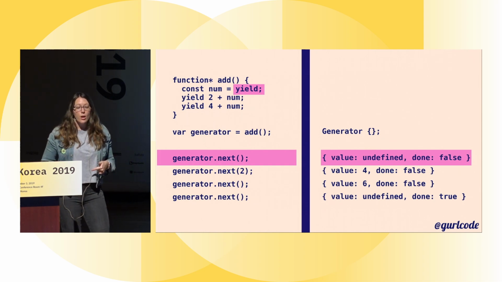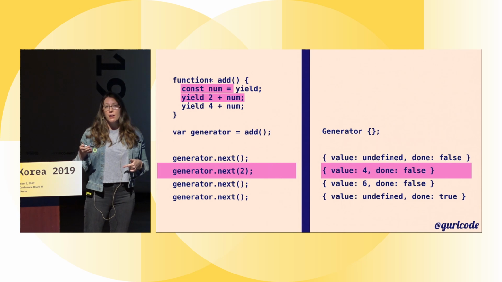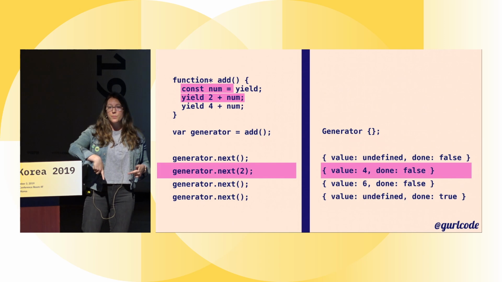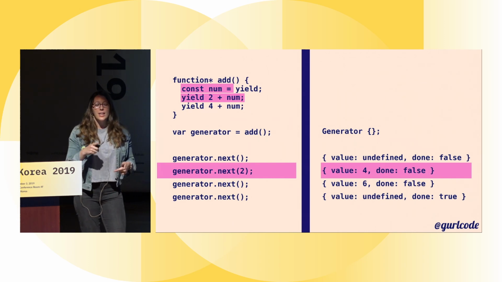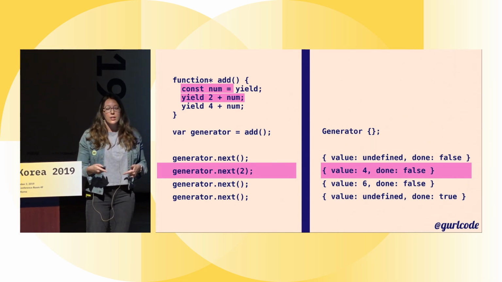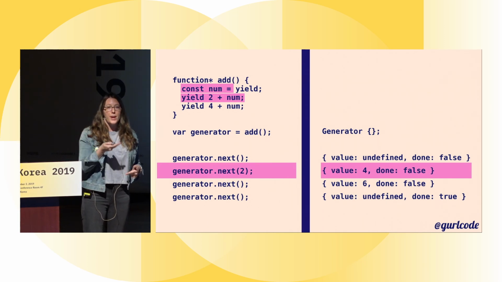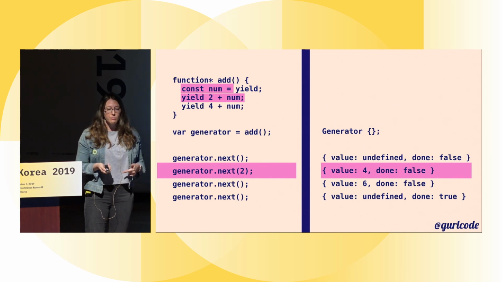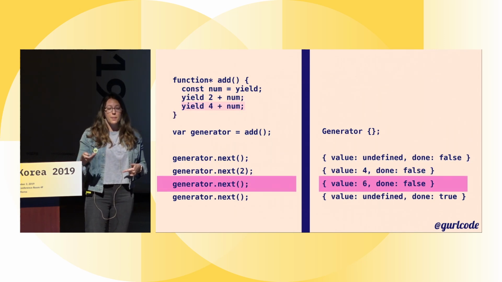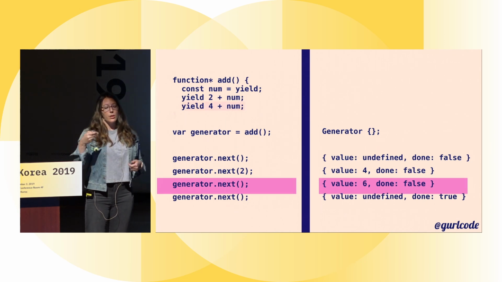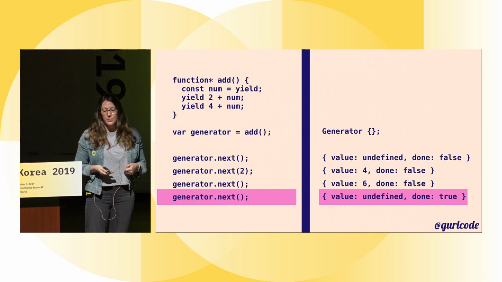Now, when I call next again, if I provide a value to it, it's going to take the place of the previous yield. So now const num equals, that yield is replaced with a 2, and now we've assigned the variable. And then we also run yield 2 plus num. It pauses there and gives us back the value 4. After that, yield 4 plus num, and now we're getting back the value 6. Then we call next, and we're done.